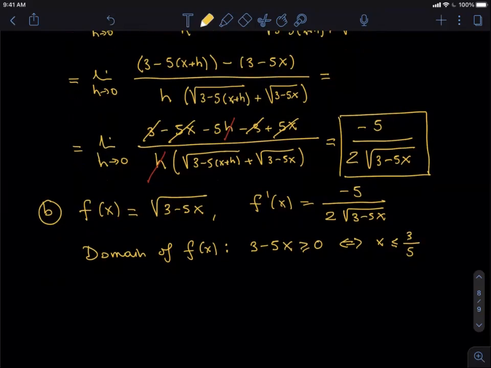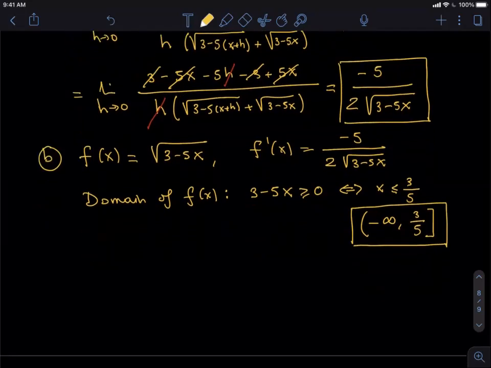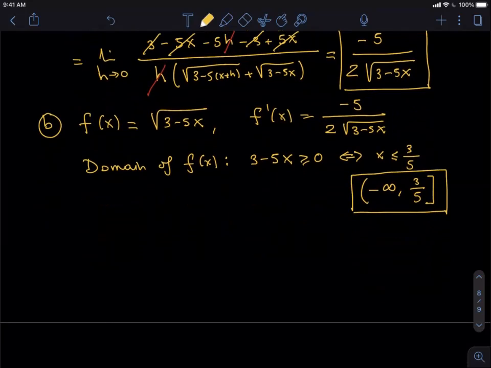So we can write the domain as the interval from negative infinity to 3/5 and then closed on the right. Remember, for negative infinity, we always write the round bracket, that means open on that side, unbounded. When we write the square bracket, it means that endpoint is included. So it's a closed interval.